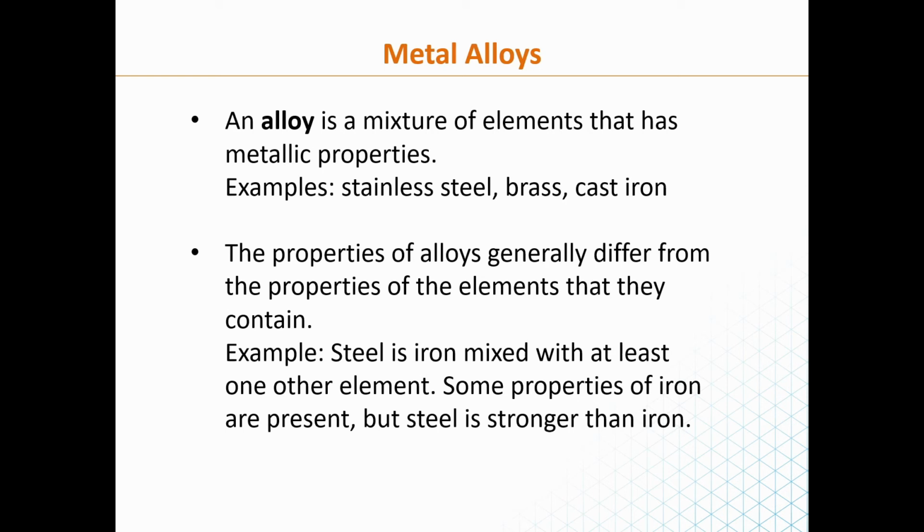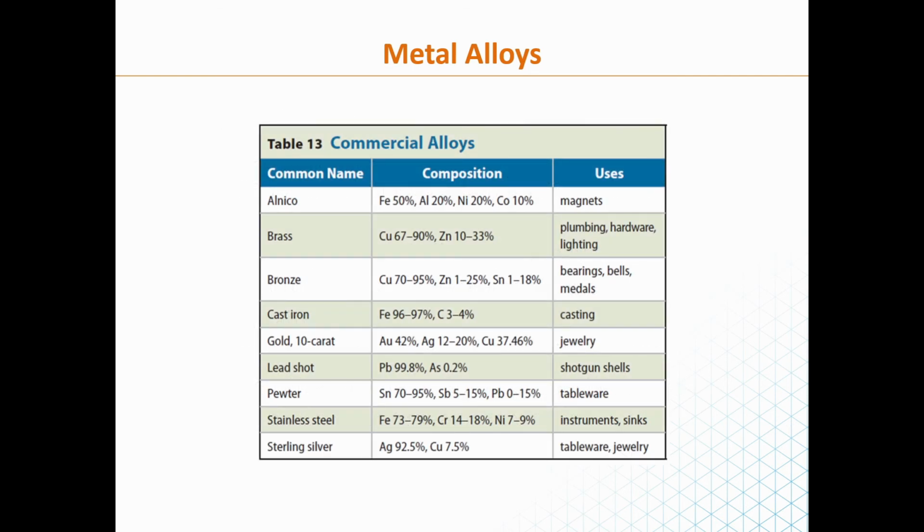We have new vocabulary here: an alloy. An alloy is a mixture of elements that has metallic properties. For example, stainless steel, brass, cast irons. The properties of alloys generally differ from the properties of the elements that they contain. For example, steel is iron mixed with at least one other element. Some properties of iron are present, but steel is stronger than iron. Here's the table that shows us the commercial alloys.